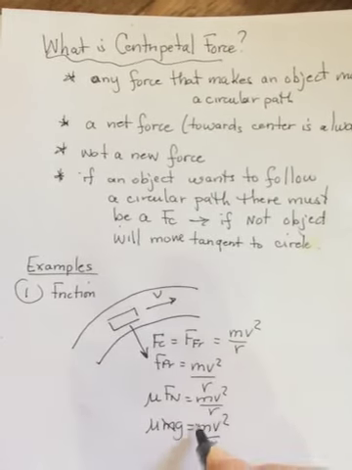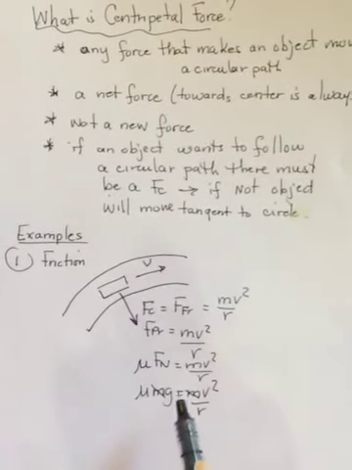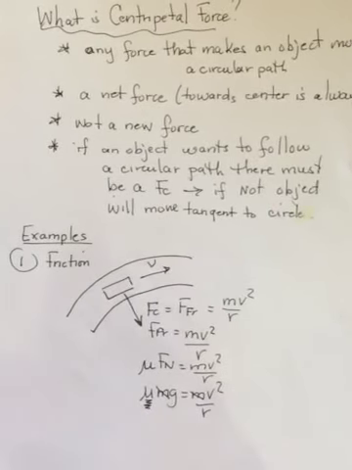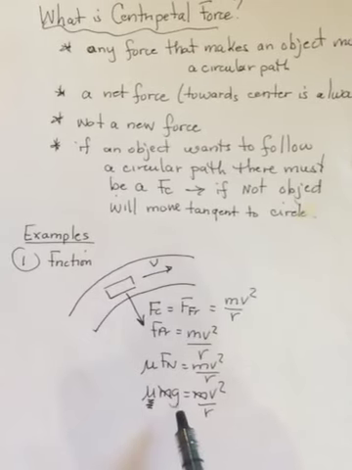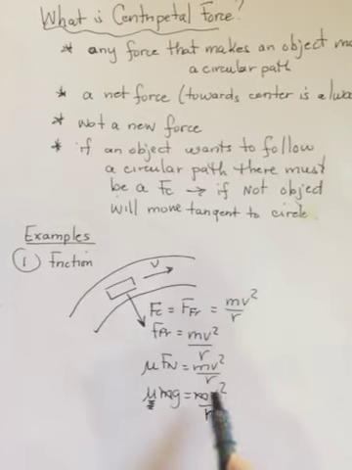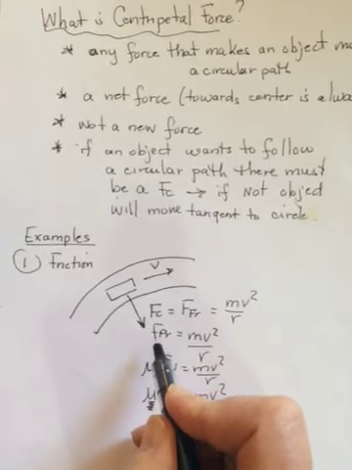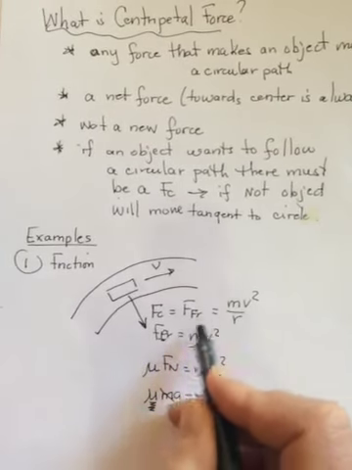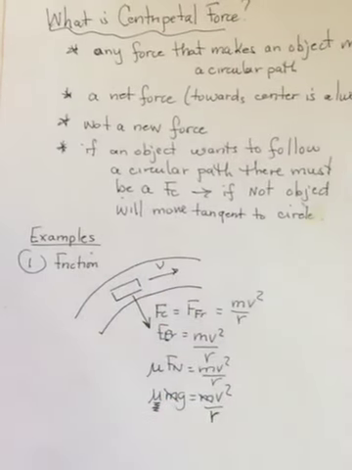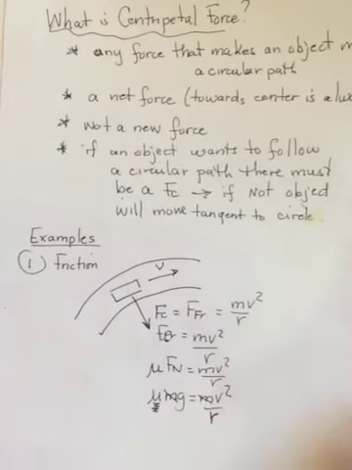So the m's cancel, which means it doesn't matter if you're driving a smart car or an SUV. The speed with which you can go around this circle is totally dependent upon the coefficient of friction, because gravity doesn't change and the radius doesn't change. And so on a slippery day, you have to slow down, because if you don't, the force of friction will not be big enough, the mv squared over r will be bigger, and you'll go off tangent to the circle. So that's why on slippery days it's harder to make a curve.